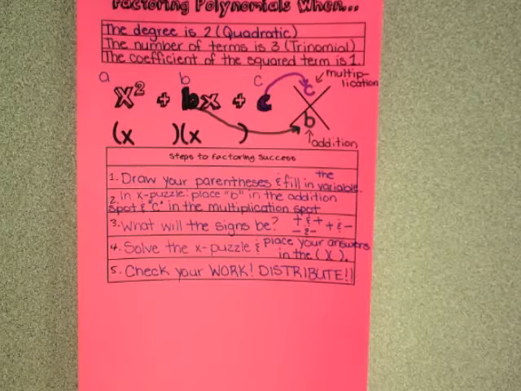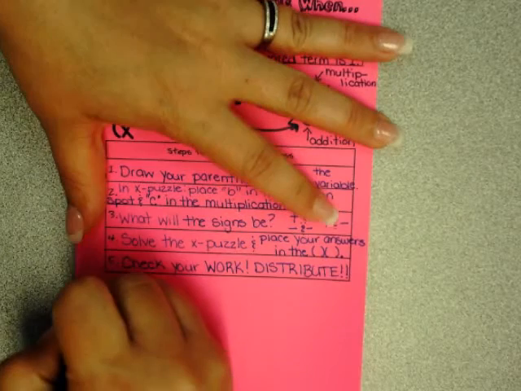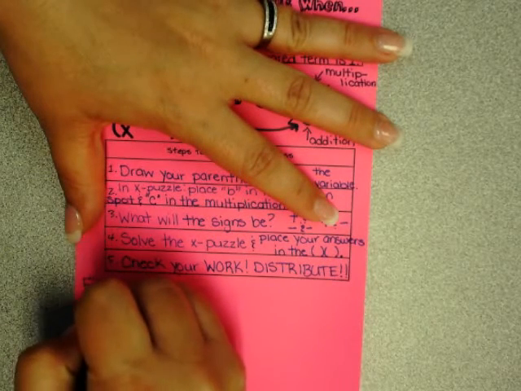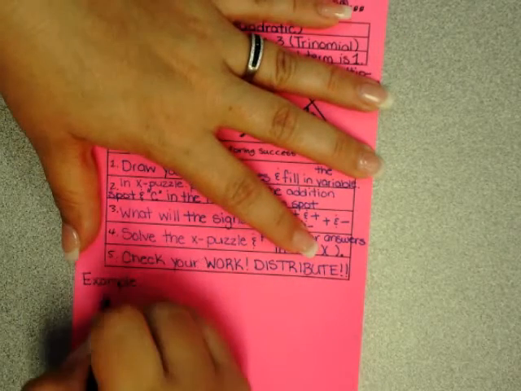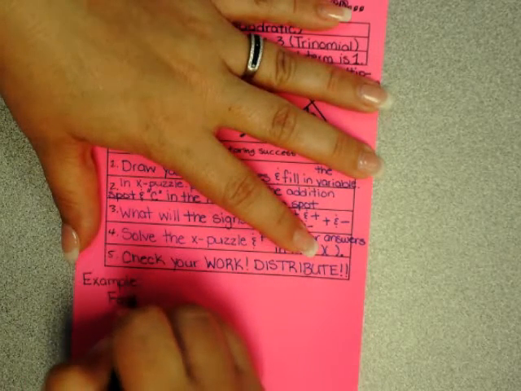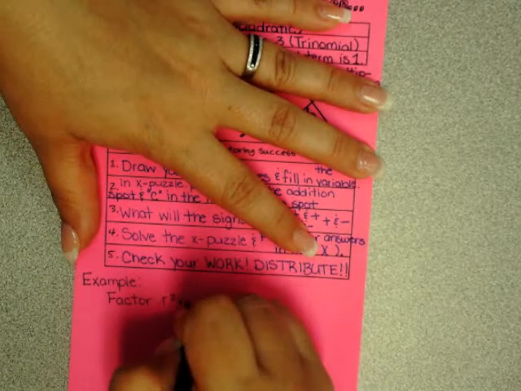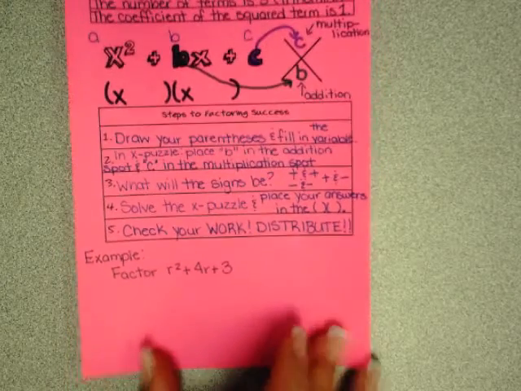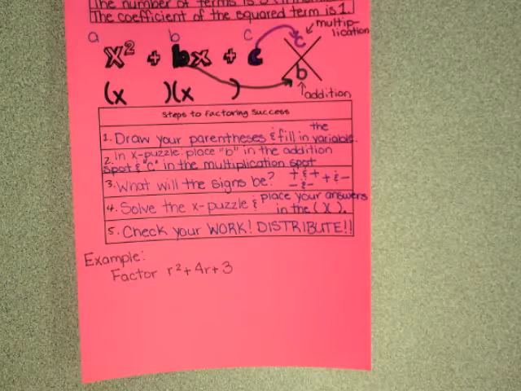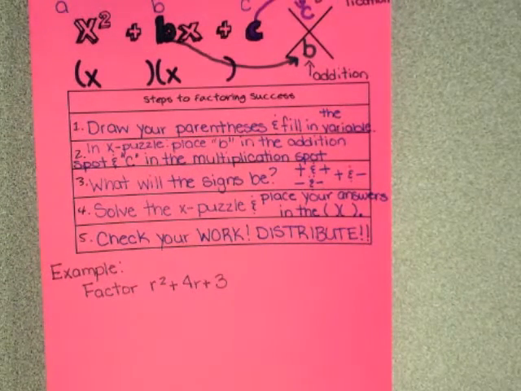Now it's time for some actual examples. So, our example. We are going to factor r squared plus 4r plus 3. I did use r; most of the time I don't. And I'm actually going to zoom in a little bit more. Okay, so, time to do some factoring.